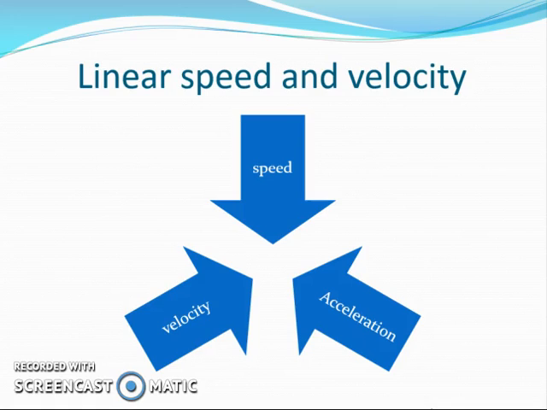Acceleration is the rate at which an object can change its speed. Acceleration equals change in speed divided by time taken.